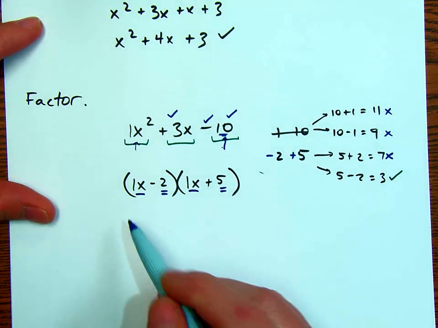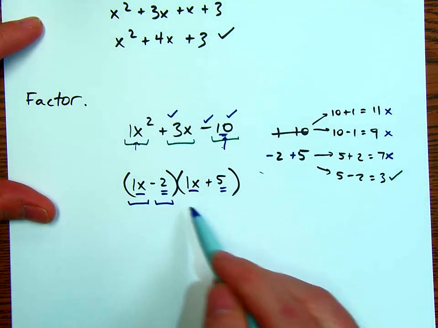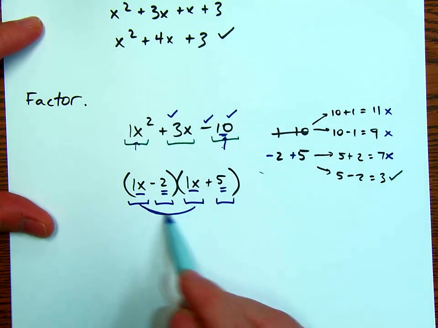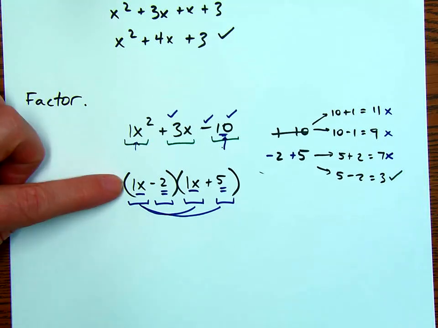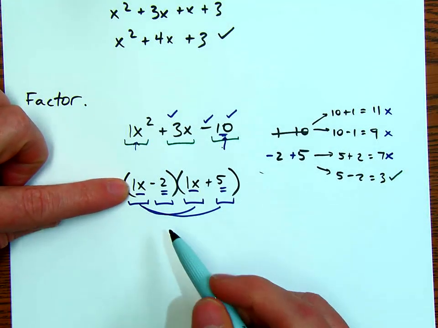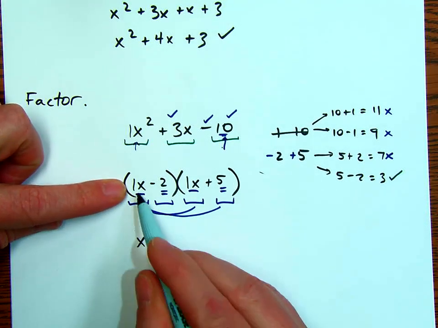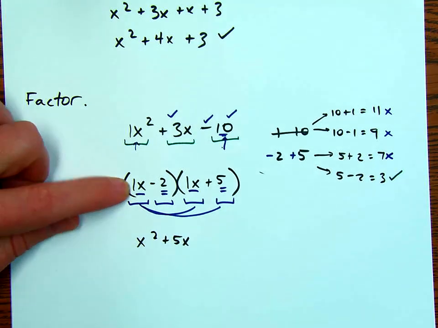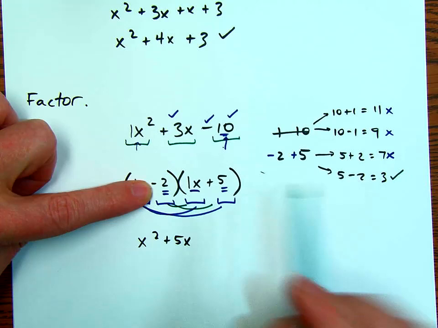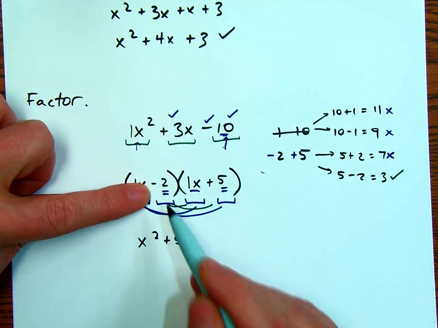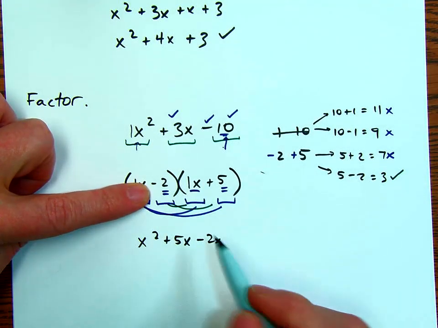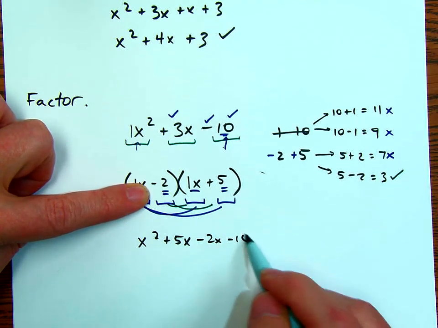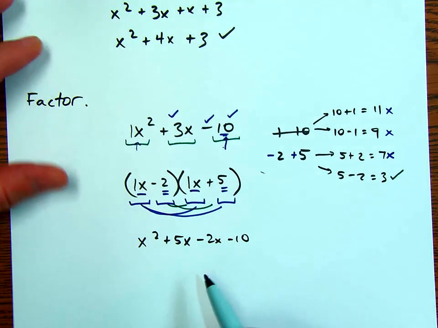Again, I'm going to redistribute just to make sure. That's the great thing about factoring, right? So I'm going to distribute the x. So x times x is x squared. X times positive 5 is positive 5x, right? Then I'm going to distribute this second term. Negative 2 times x is negative 2x. Negative 2 times 5 is negative 10, right?